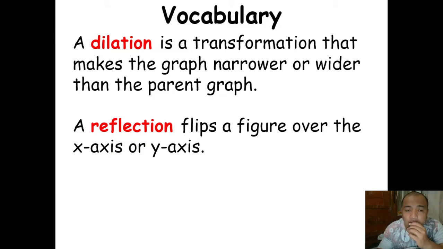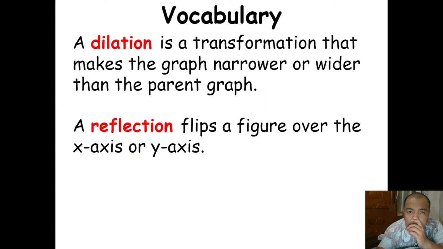How about the reflection? Reflection flips a feature over the x-axis or y-axis. So parang mag-shape yan ng x. Kasi dalawang parabola. Reflection of each other.